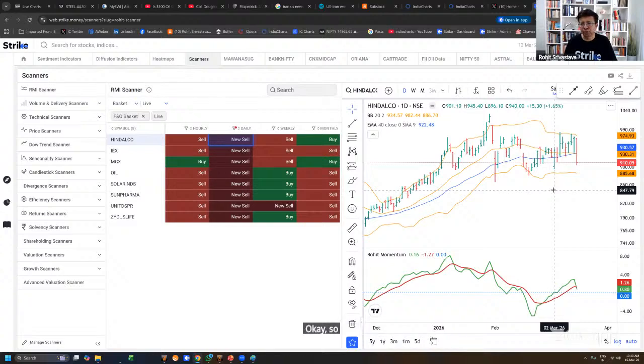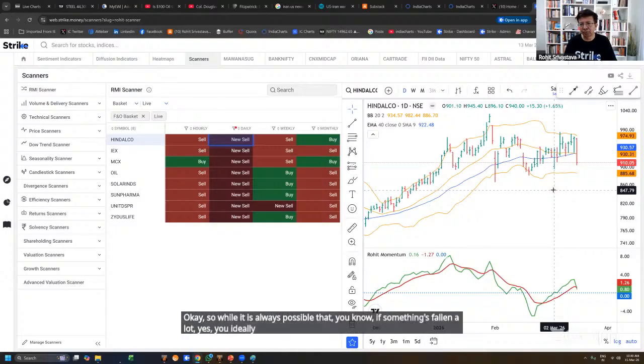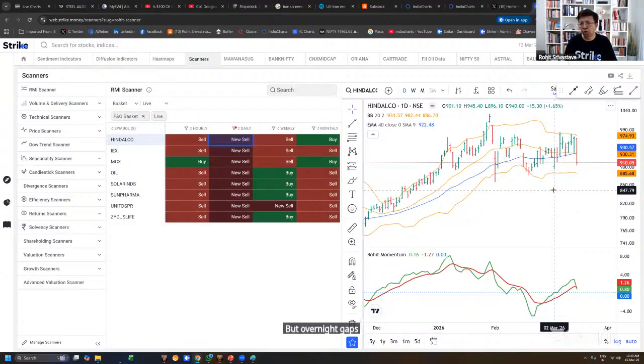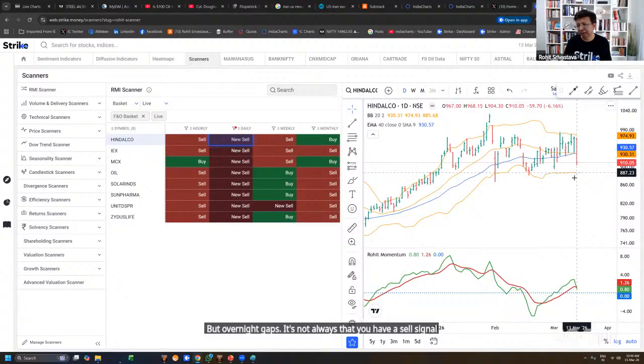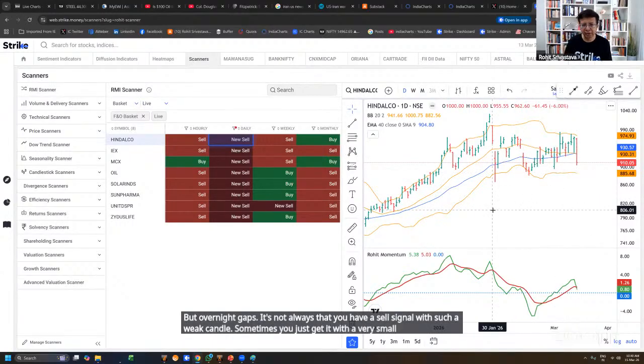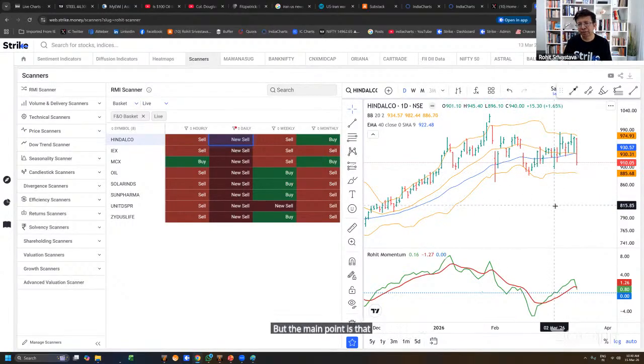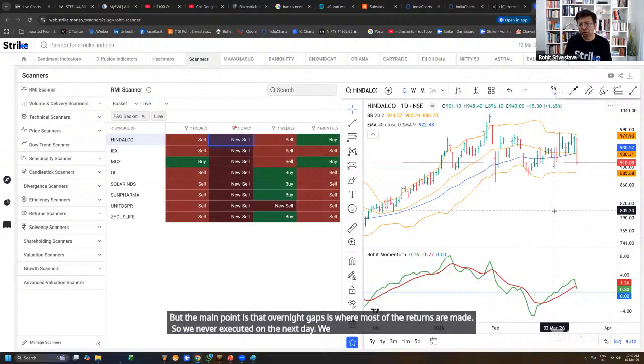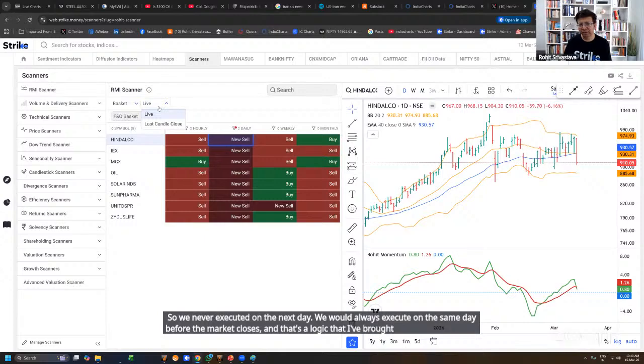Okay, so while it is always possible that, if something's fallen a lot, yes, you ideally want it to bounce and then only sell, etc. But overnight gaps, it's not always that you have a sell signal with such a big candle. Sometimes you just get it with a very small candle. But the main point is that overnight gaps is where most of the returns are made. So we never executed on the next day. We would always execute on the same day before the market closes. And that's a logic that I've brought into here by giving a live mode.